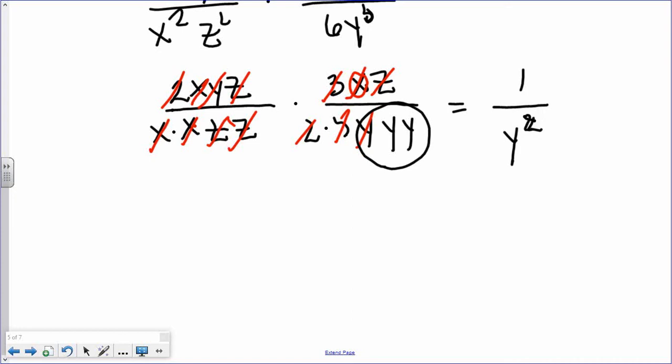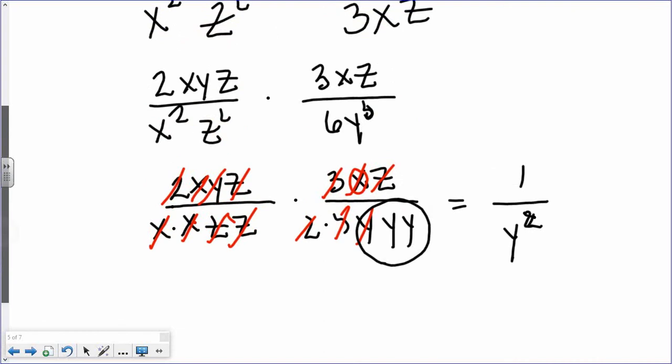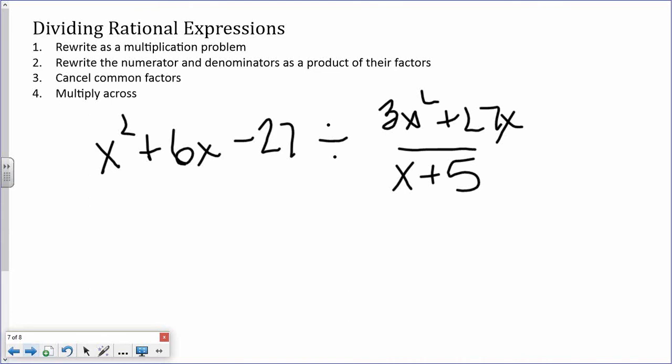Can't get that to work. There we go. Oops. Let's try another one.